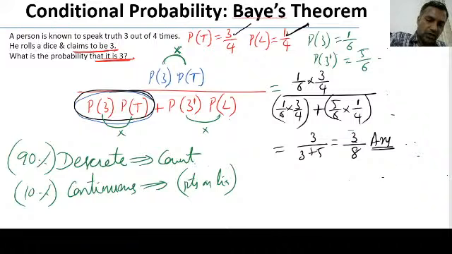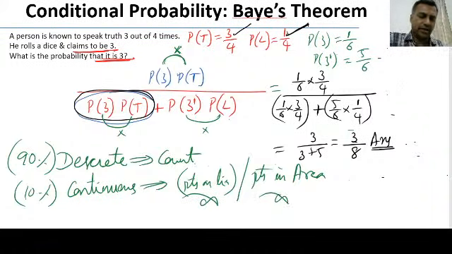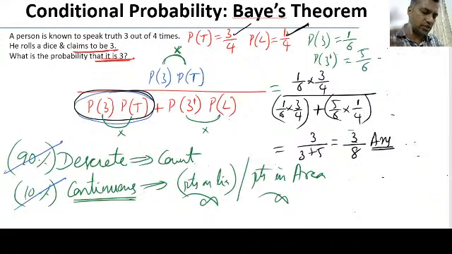Points on lines, or points in area, both are infinite. How many points are there on a line? Infinite. How many points are there in an area? Infinite. Therefore it becomes continuous. You can't count the number of points on a line, or in an area. That is called continuous probability. Points are continuous to form a line, or to form an area. So far what we did is discrete, because more than 90% is discrete questions, but there are always about 10% of questions which are continuous.